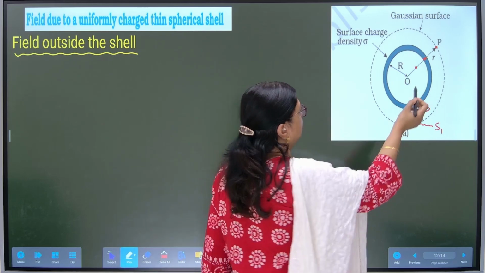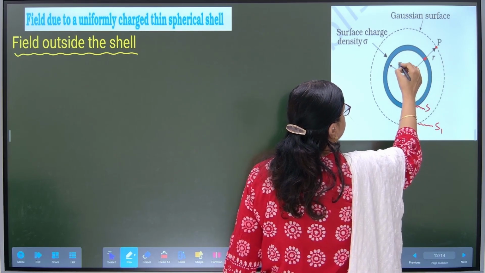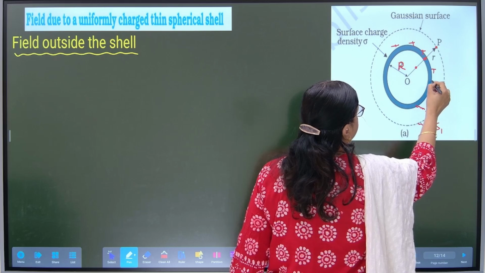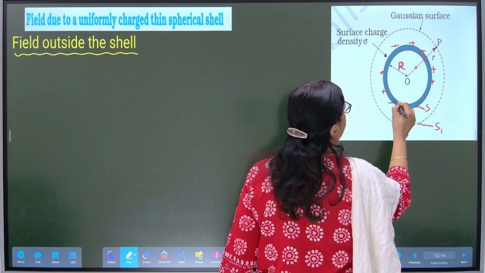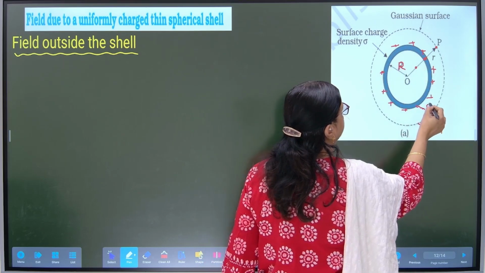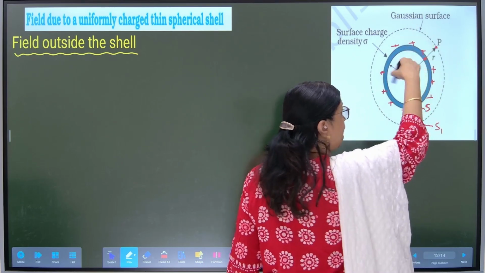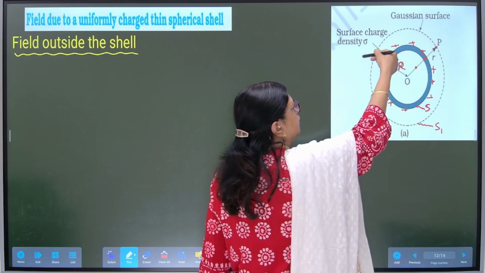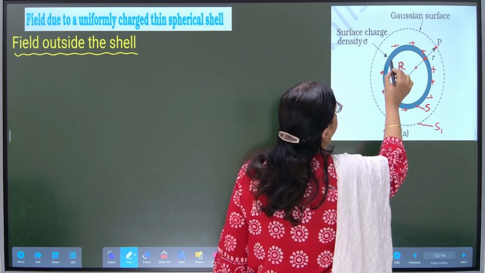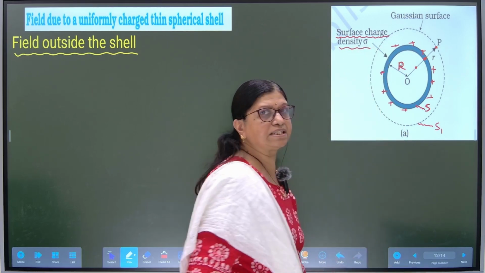So first let us consider this particular shell which is shown in blue color. This is a shell with a radius R, which is uniformly charged. The charge always resides on the surface of the shell, and this shell has a surface area S as shown here. We have taken a point P outside the shell, and through this point P we have drawn a circular Gaussian surface. This shell has a surface charge density of sigma.